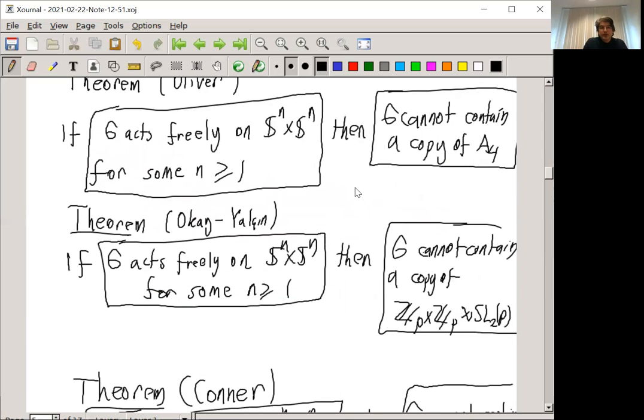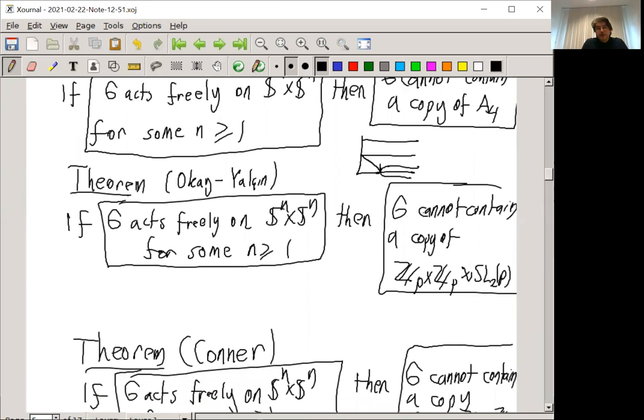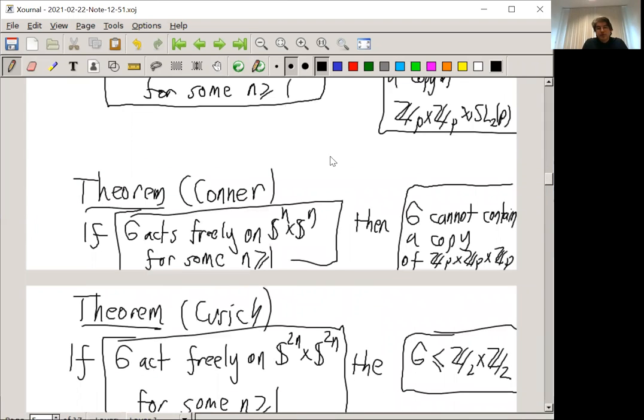Here, in these two, the idea was to take the Borel construction of this action and look at the ideal generated by the n+1 here, and it should be closed under Steenrod operations. So the idea of Connor was again to look at the Leray-Serre spectral sequence of the Borel construction, and the Krull dimension should be at most 2.